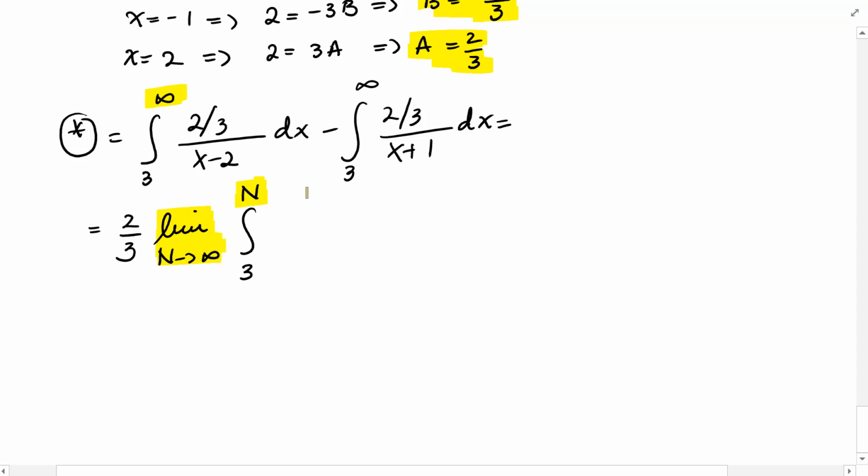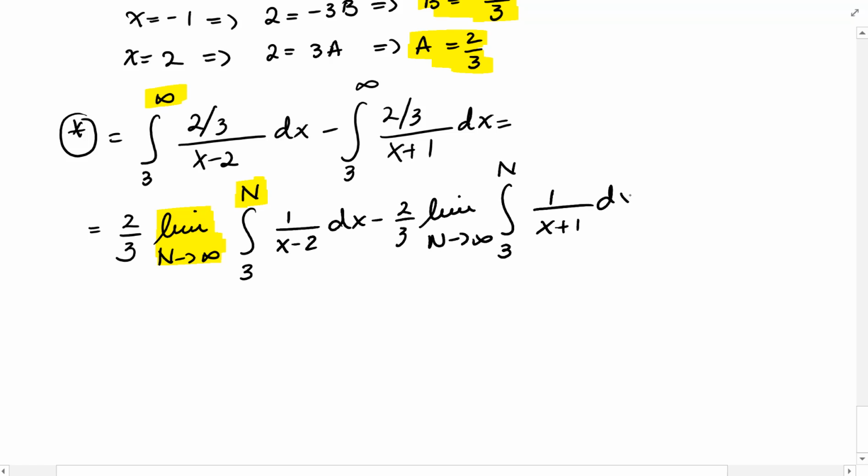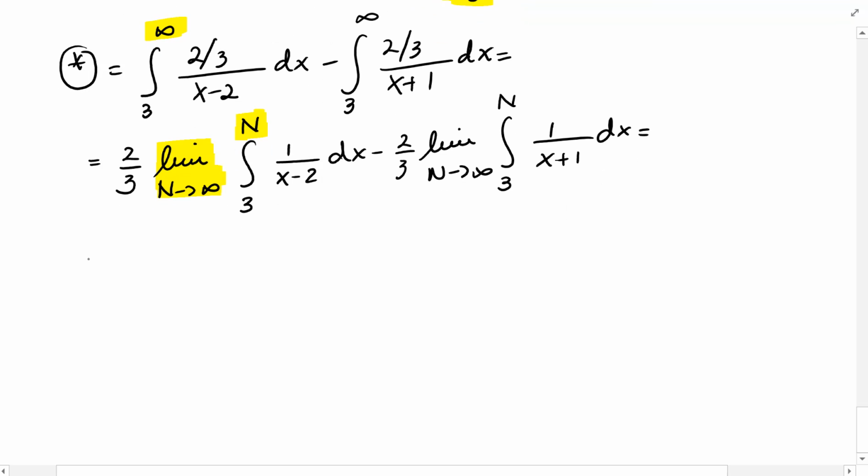So we change infinity to n, but we put the limit of 1 over x minus 2 dx, and the same thing, minus 2/3 limit as n is approaching infinity of the integral from 3 to n of 1 over x plus 1 dx. So this is equal to 2/3.